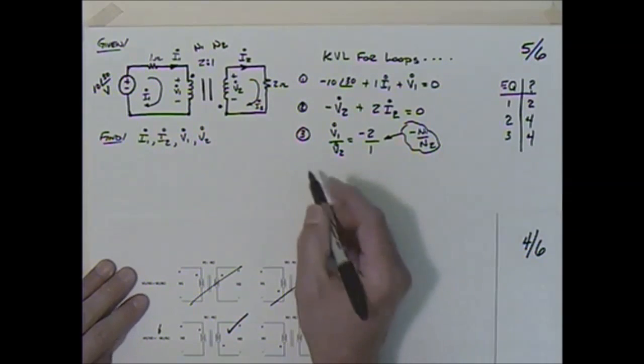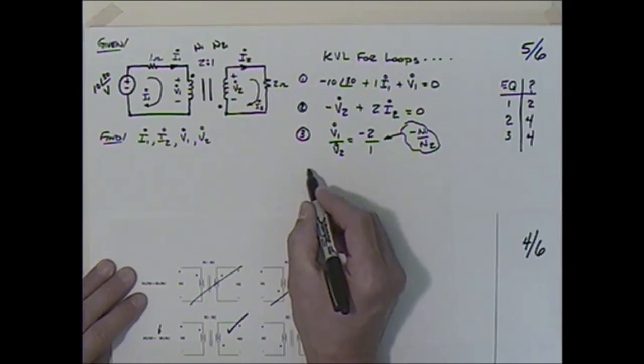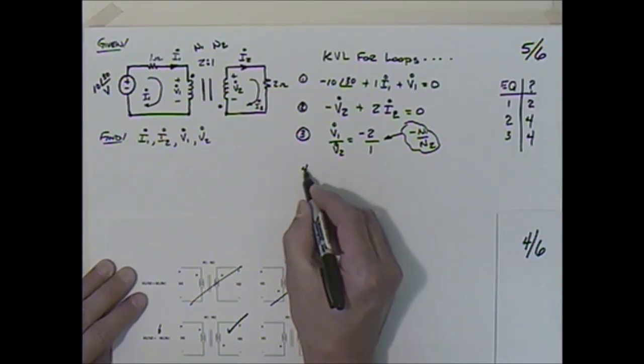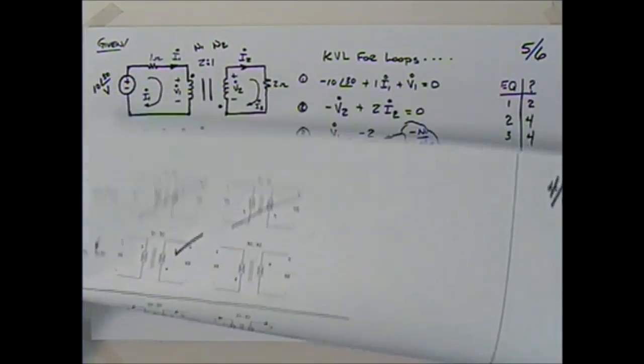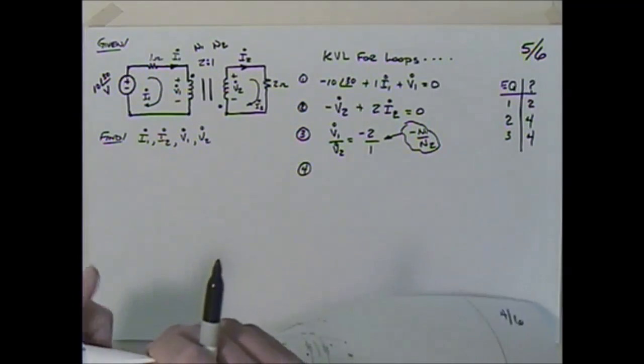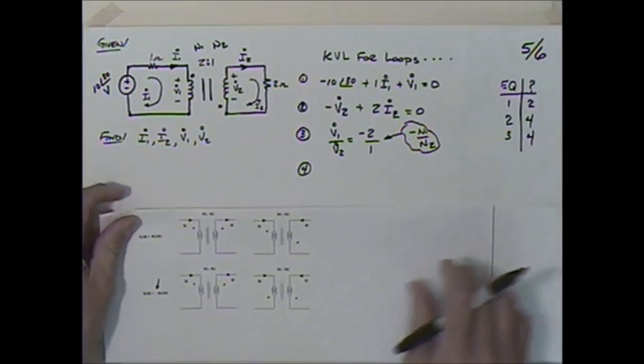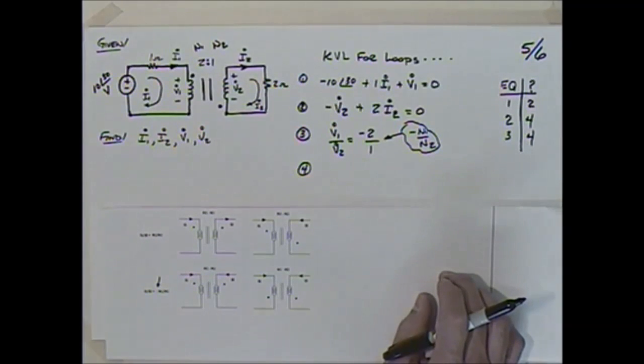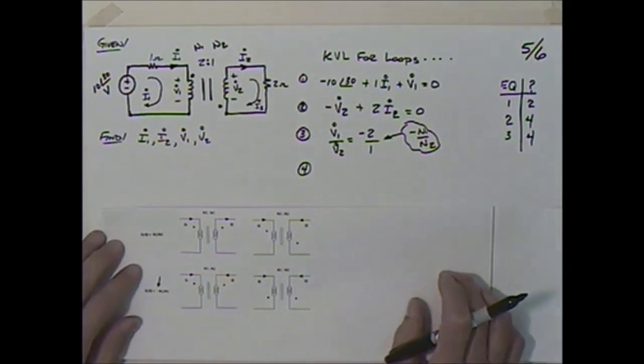Well, let's see, if I can get one more equation and not introduce any more unknowns, I'm good to go, right? So let's see if we can do that, a 4th equation. So I'm going to look at the currents here and see if I can make the currents work out. Let's see, what do I have?